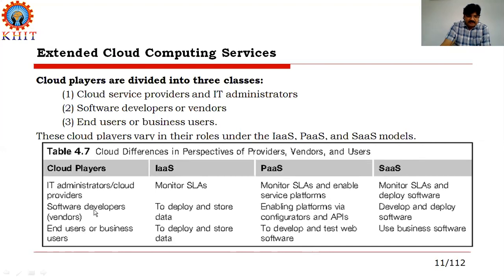Next one is software developers. The software developers are looking for infrastructure as a service for deploying or storing their data. Whereas the software developers look for platform as a service for enabling their applications via an enabling platform for configuration and application programming interfaces. And the software vendors look for software as a service to deploy their developed software in the market.